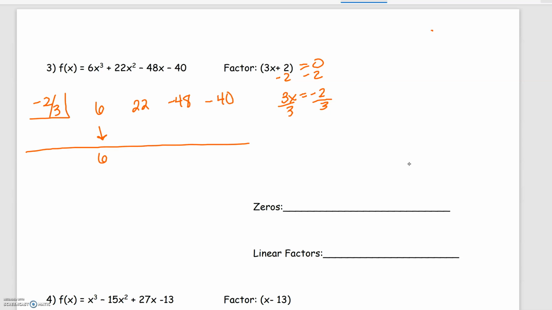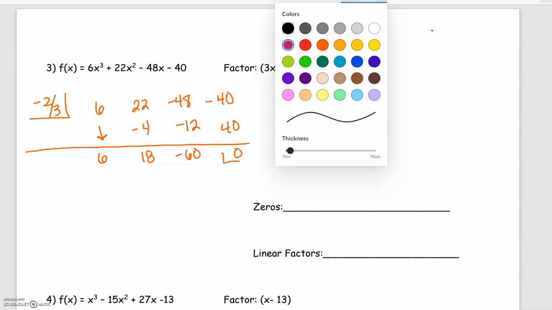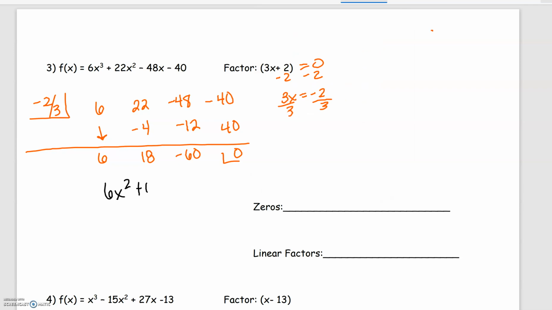So when we multiply, we're going to take 6 times the numerator and divide it by 3. So 6 times -2 is -12, divided by 3 is -4. And we're going to add, and we'll take 18 times -2 and divide it by 3 to get -12. -12 and -48 is -60. -60 times -2 is 120, divided by 3 is 40, and there's our 0. So we're going to take 6x squared plus 18x minus 60, we're going to factor.